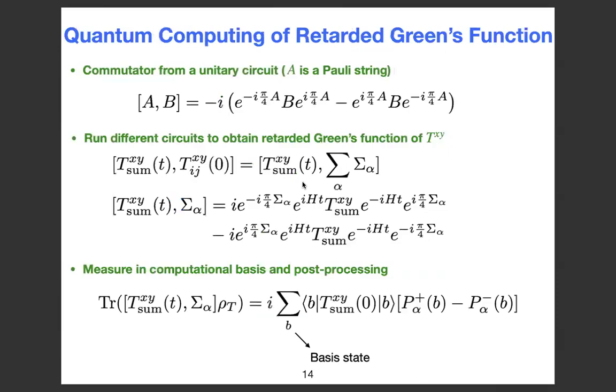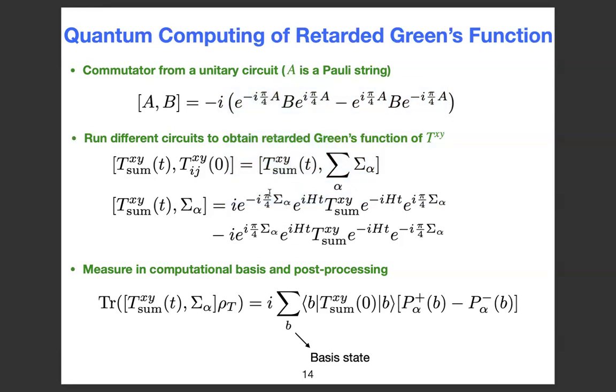Okay, and the rest of the steps is just realizing that retarded Green's function. As I mentioned on the previous slide, we use this commutator expression to achieve the Txy commutator calculation. More specifically, we have two Txy operators at different times. We write one of them, the Txy at time 0, as the sum of many Pauli strings labeled by this sigma alpha term here. Then we just apply the formula on the top, and we get this expression here.